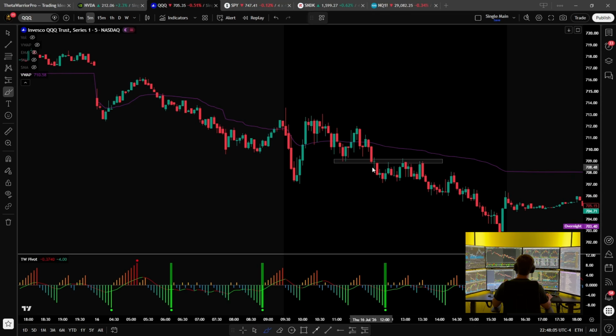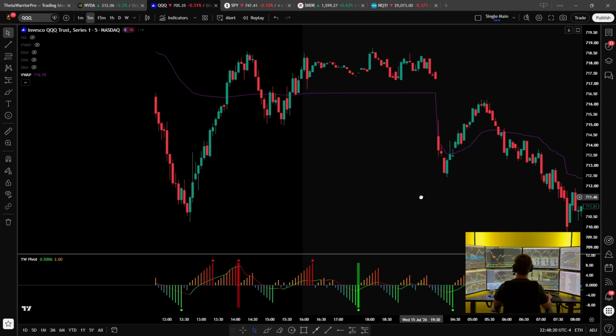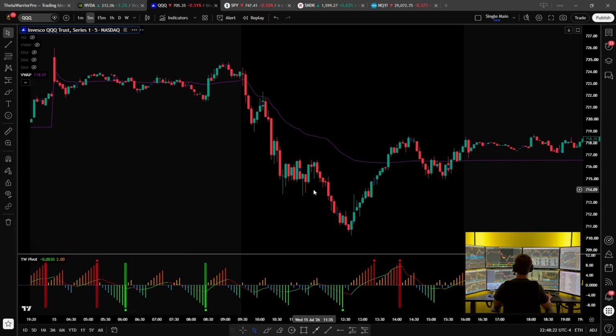So you want to use it with other types of support and resistance and other types of technical analysis understanding. Okay, it's meant to be another tool in your toolkit. It's not meant to be the end all be all of indicators. Okay, there's other stuff that I look at too.